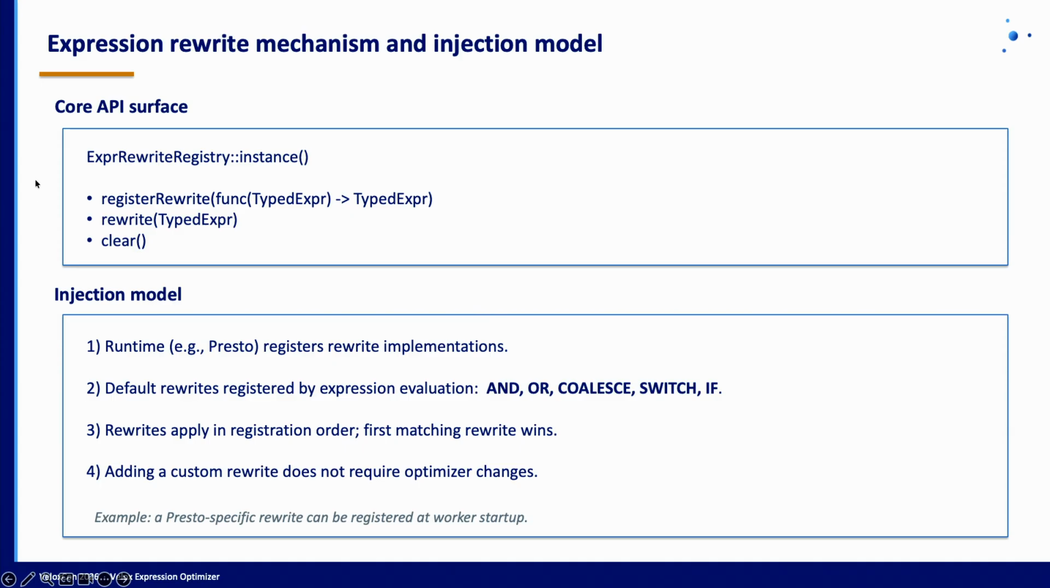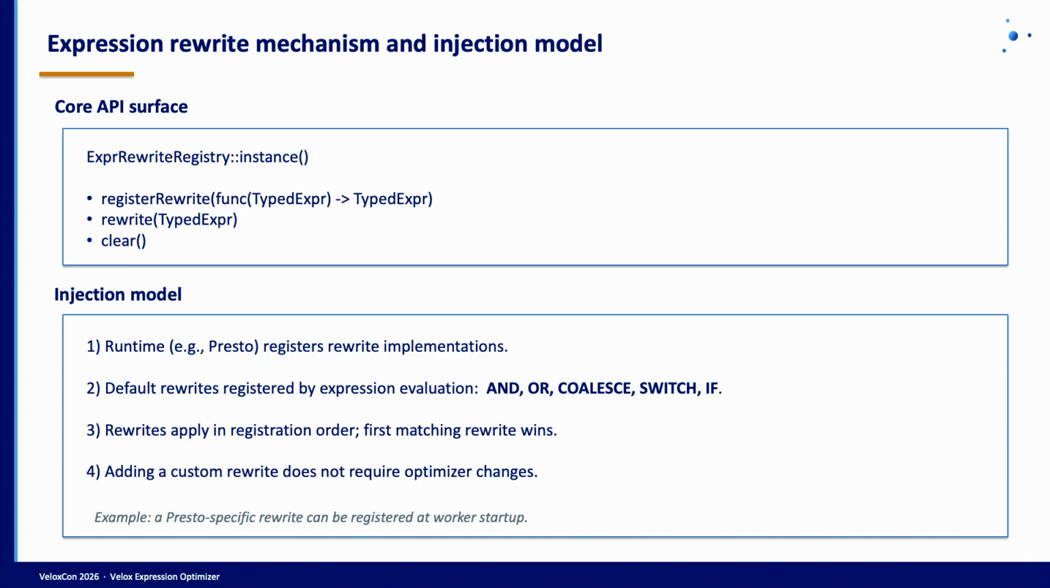So in this slide, we can see the core API surface for expression rewrites. And in order to enable these rewrites in a clean manner, we decided to add an expression rewrite registry in Velox, which provides a clean API contract. So first you have a register rewrite API. Using this, users can register custom expression rewrites, which are essentially expression transformations at the typed expression level.